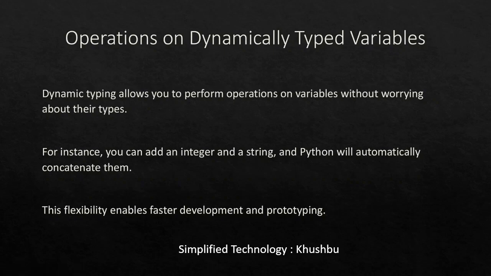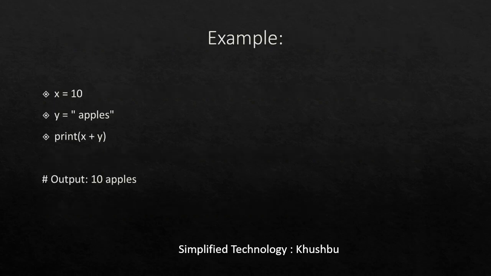Operations on dynamically typed variables. Dynamic typing allows you to perform operations on variables without worrying about their type. For instance, you can add an integer and a string, and Python will automatically concatenate them. This flexibility enables faster development and prototyping. Let us see an example of this.